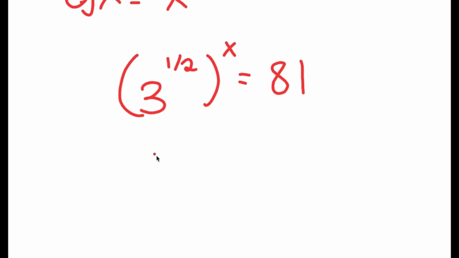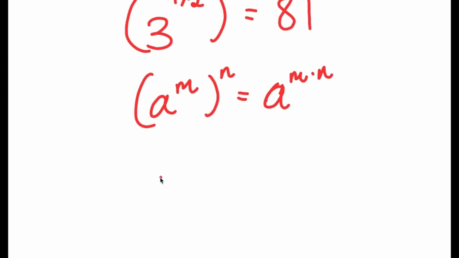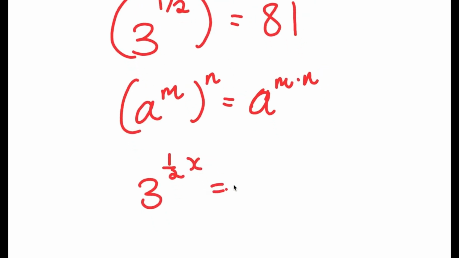Now, if I have something in the form a to the power of m to the power of n, this is equal to a to the power of m times n. So 3 to the power of 1/2 to the power of x is going to equal 3 to the power of 1/2 times x, which is simply 1/2 x. And this is equal to 81.